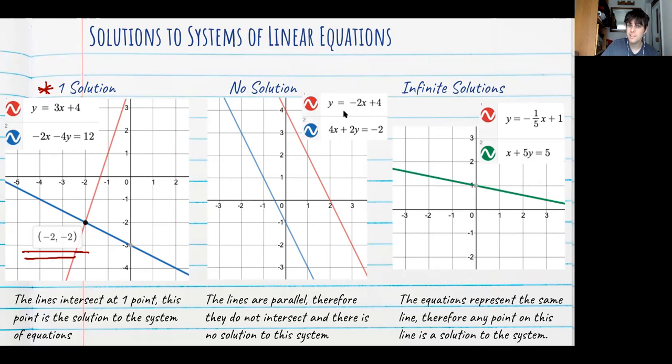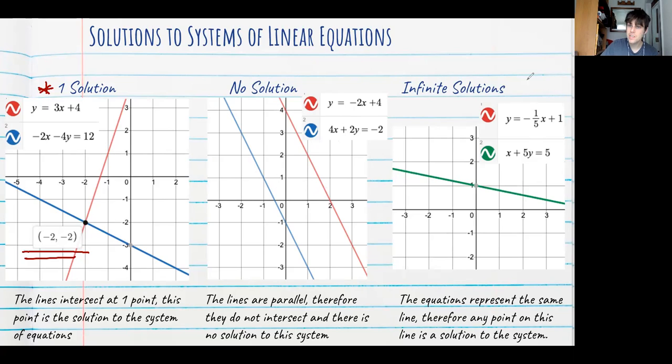We could have a system where there is no solution. The reason being, those two lines that are created in our system of equations are actually parallel lines. Parallel lines will never cross. Therefore, there is no point that lies on both lines, so no solution to our system.